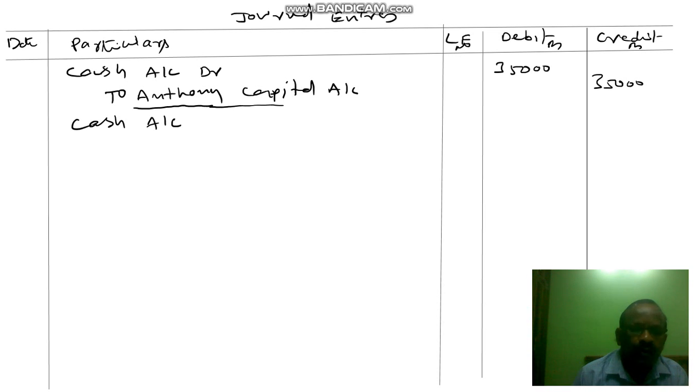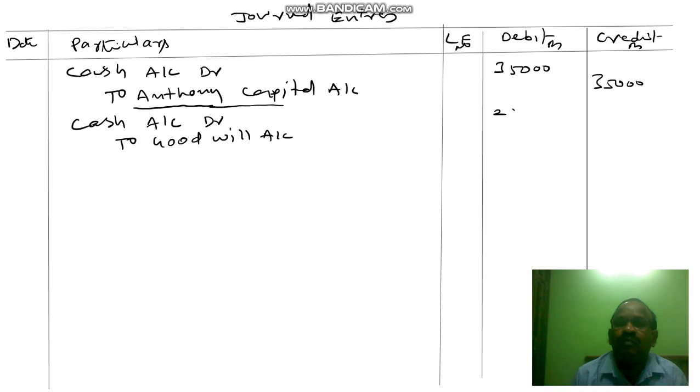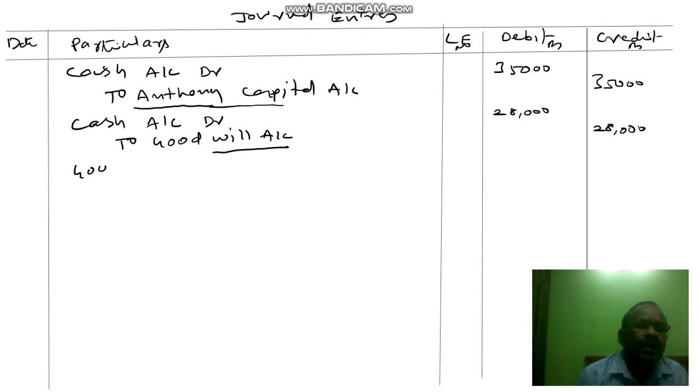The goodwill is 28,000. Here the cash account debit to goodwill account, that is 28,000. So this goodwill is for distribution between the old partners. Normally the new partner brings goodwill for the sake of the sacrifice of the old partners. So here the goodwill is meant for distributing between the two partners.